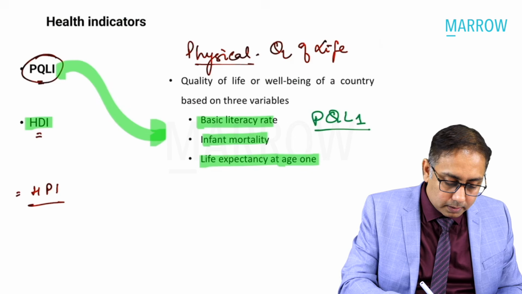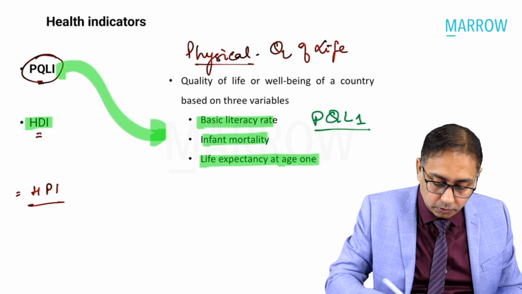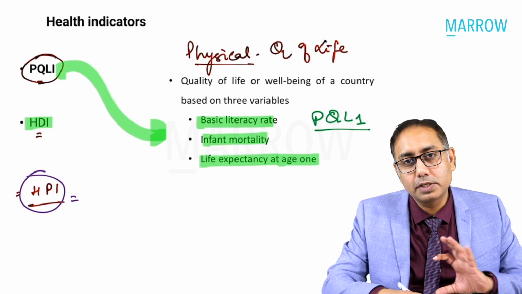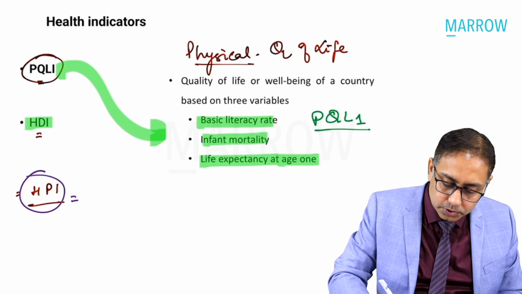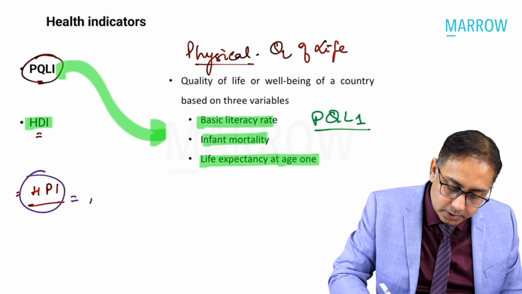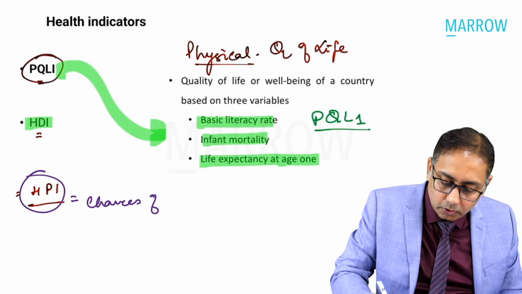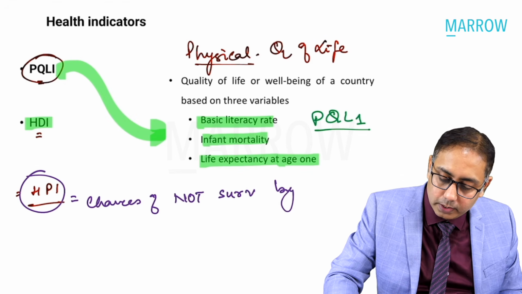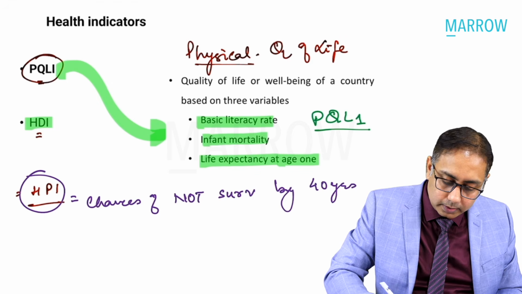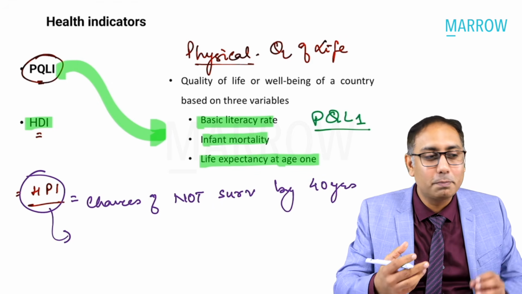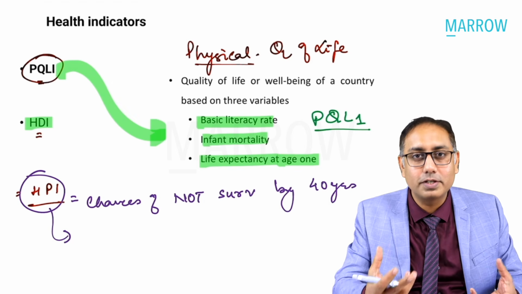Now on this screen, I had also talked to you about the HPI. What is HPI? HPI is exactly the opposite of the HDI. HDI was talking about the life expectancy at birth; HPI talks about the chances of not surviving by 40 years of age. HDI was talking about education, about mean school years, the average school years.